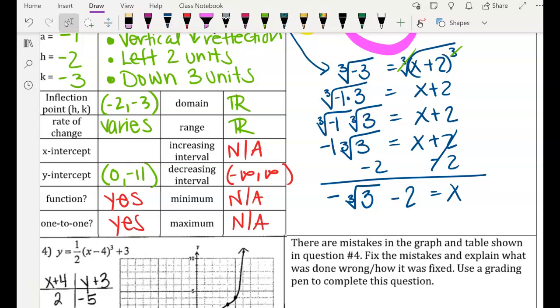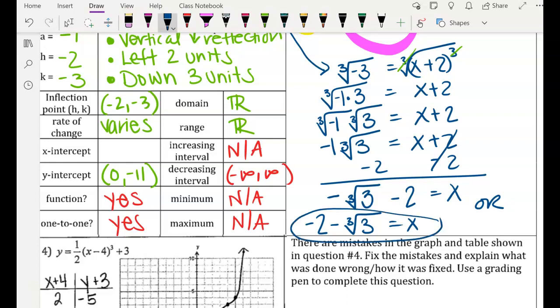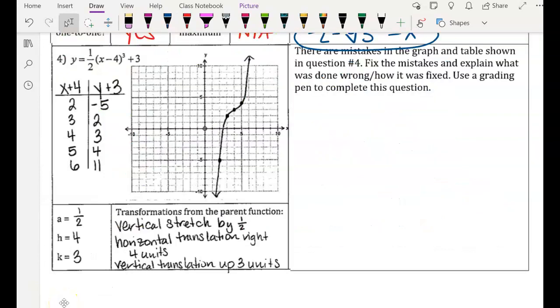Now some students said, well, can I put the -2 in the front? Yes, you can. So another way to write it is -2 minus the cube root of 3 equals x. Now remember, when you're writing an x-intercept, we have to list it as an ordered pair. So that's going to look like (-2 minus the cube root of 3, 0), just like that. All right, so this is your last example.